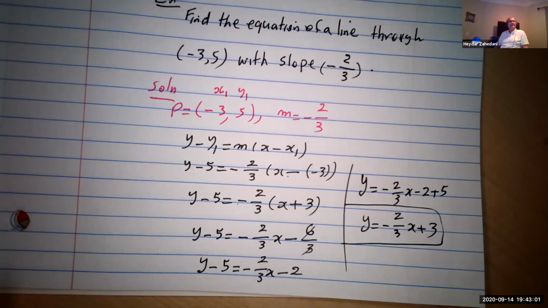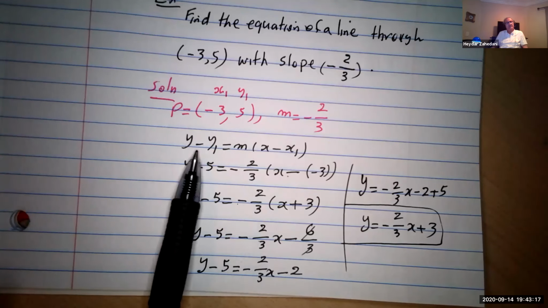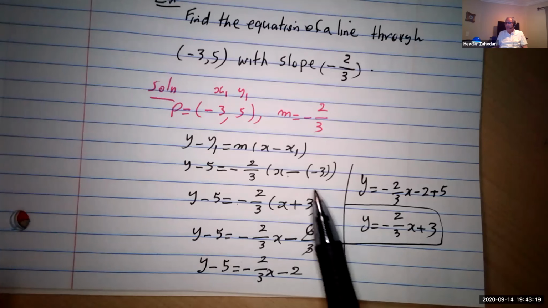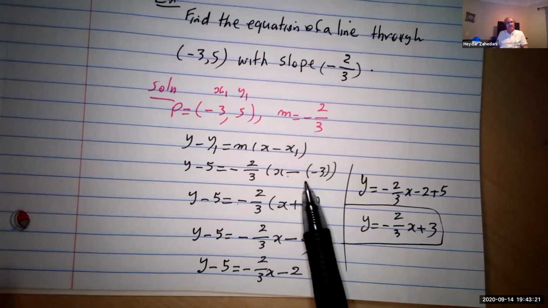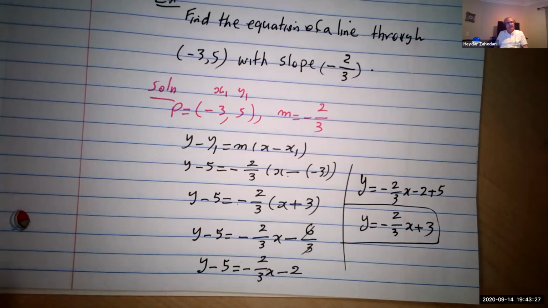So it's not a big deal to get these numbers done. The point is (-3, 5) and the slope is -2/3. You have your formula and you substitute, but when there's a double negative, put the parentheses in so negative becomes positive, and then distribute the -2/3 inside to simplify it. That's case one.